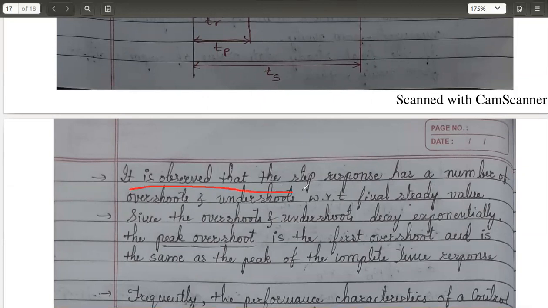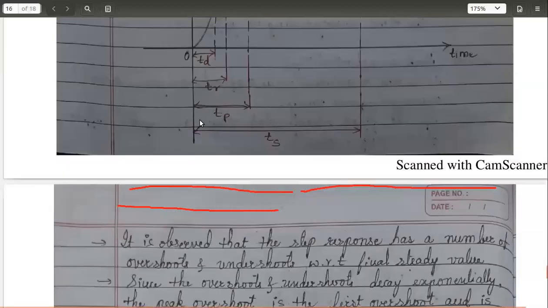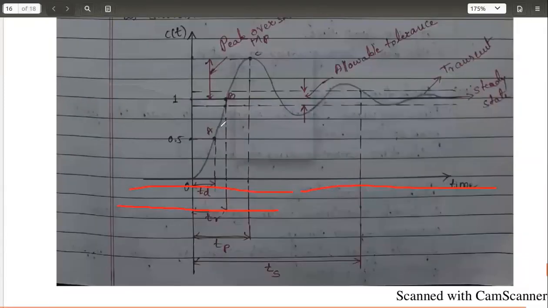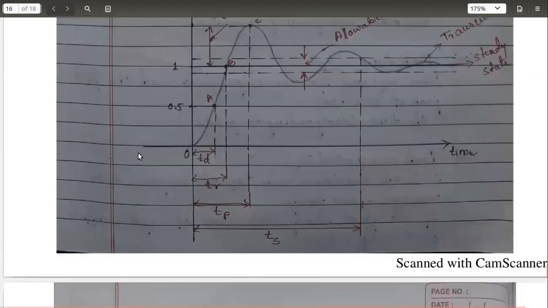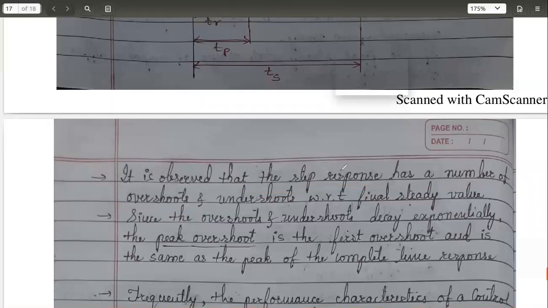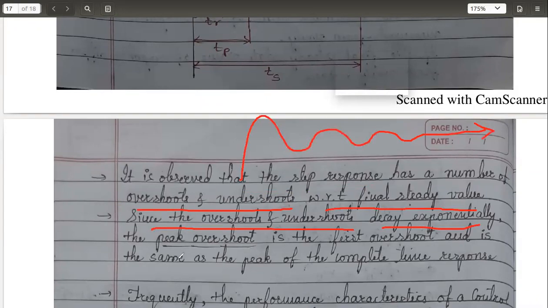It is observed that the step response has a number of overshoots and undershoots. You can observe here that you have many ups and downs. This is called overshoot, this is your undershoot. So it is varying continuously. However, the amplitude is getting decreased as the time progresses. So there are many overshoots and undershoots with respect to the final steady state. Since they decay exponentially, the amplitude is not the same, and gradually as the time progresses it is getting decreased.